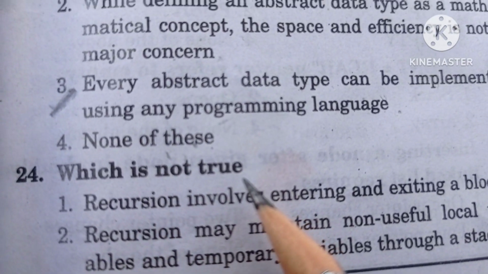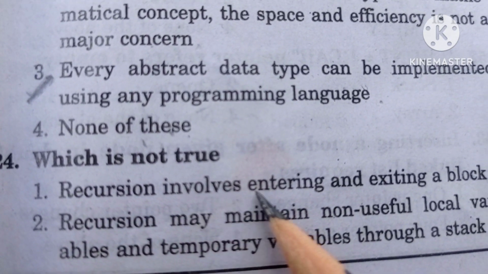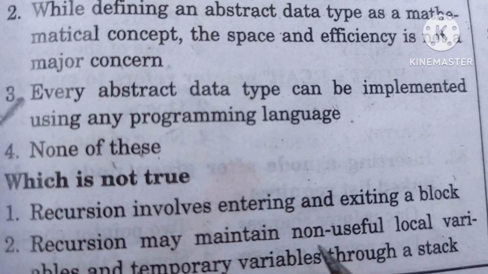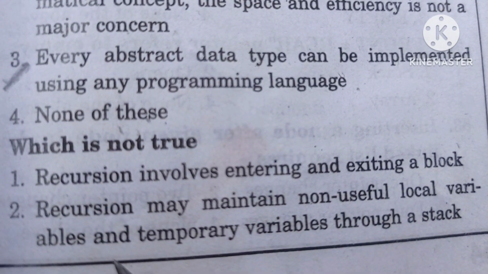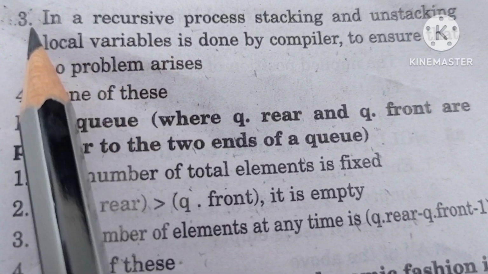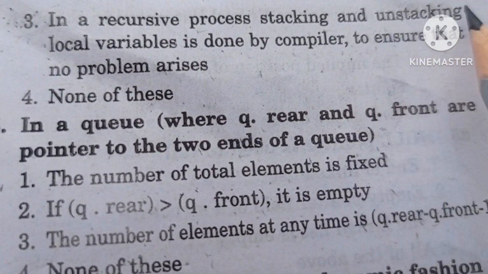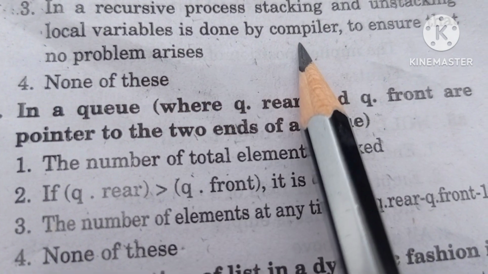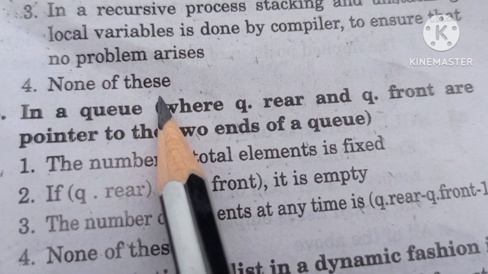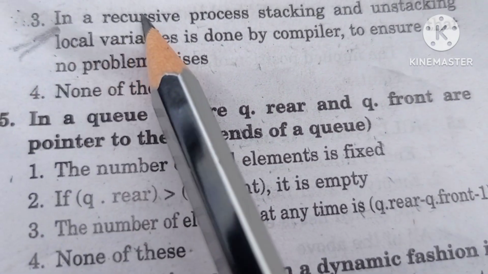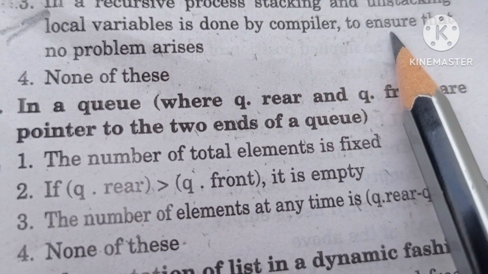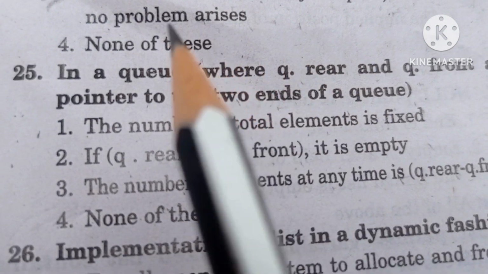Which is not true. Recursion involves entering and exiting a block. Recursion may maintain non-useful local variables and temporary variables through a stack. In a recursive process, stacking and unstacking local variables is done by compiler to ensure that no problems arises. None of these. Answer is in a recursive process, stacking and unstacking local variables is done by compiler to ensure that no problems arises. Next question.